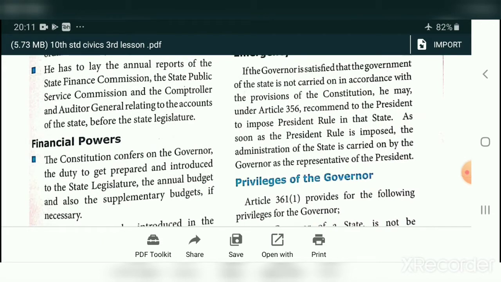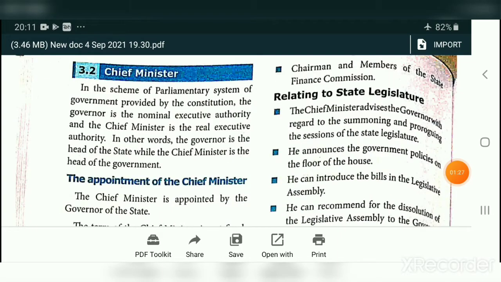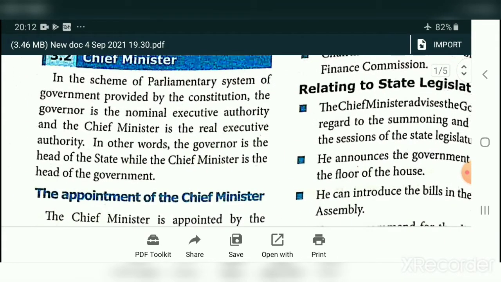Today we are going to see about the chief minister. One of the important functions of the governor is that the governor appoints the chief minister and other council of ministers. Now we will study the chief ministers in detail. In the scheme of parliamentary system of government provided by the constitution, the governor is the nominal executive head and the chief minister is the real executive authority.